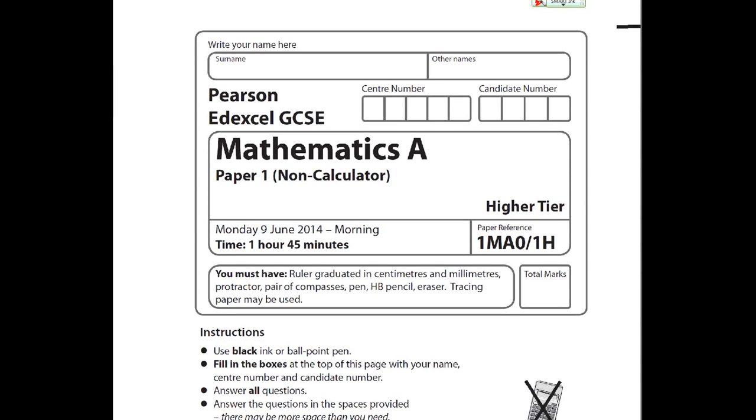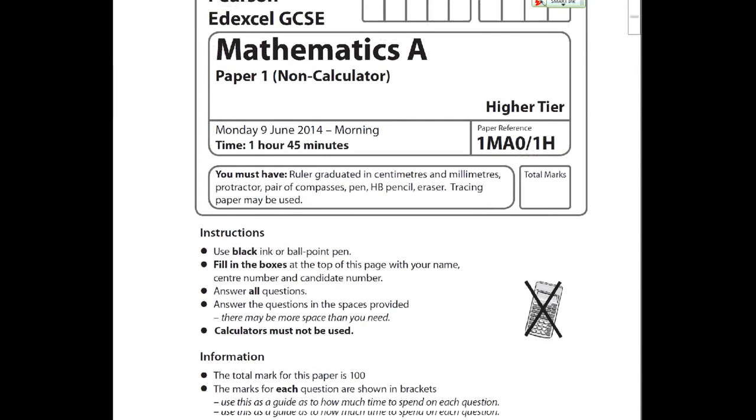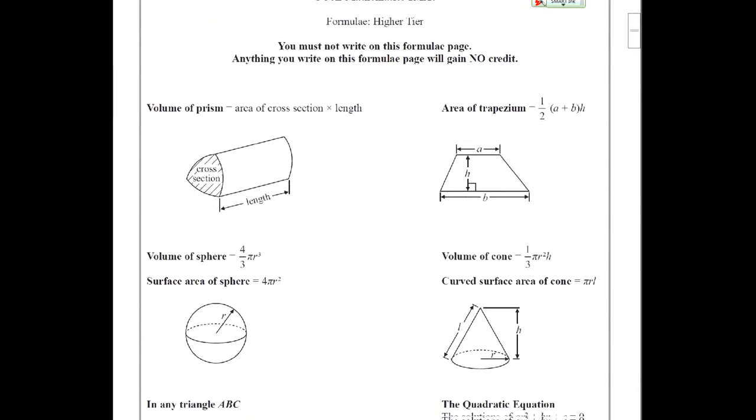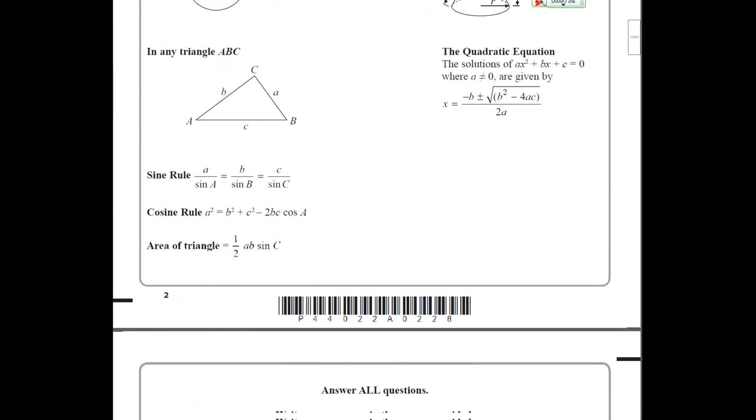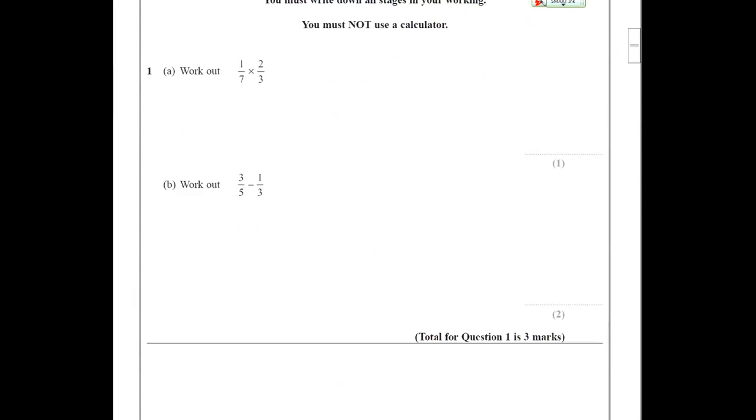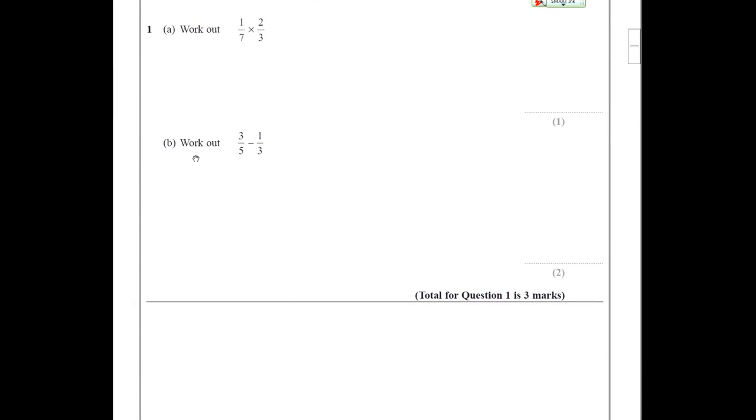Today we're going to look at the GCSE Edexcel Maths higher tier paper, the June 2014 paper. At first, the non-calculator one, then I'll do the calculator one. There's your formula page. Okay, first page is some fractions.